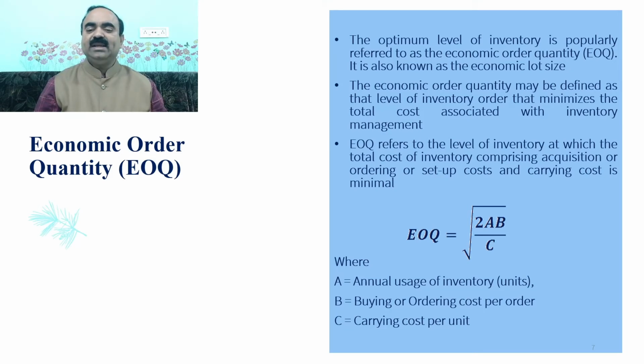EOQ refers to the level of inventory at which the total cost of inventory, comprising acquisition or ordering or setup costs and carrying cost, is minimal. EOQ is defined as the square root of 2AB by C, where A is annual usage of inventory in units, B is buying or ordering cost per order, and C is carrying cost per unit.